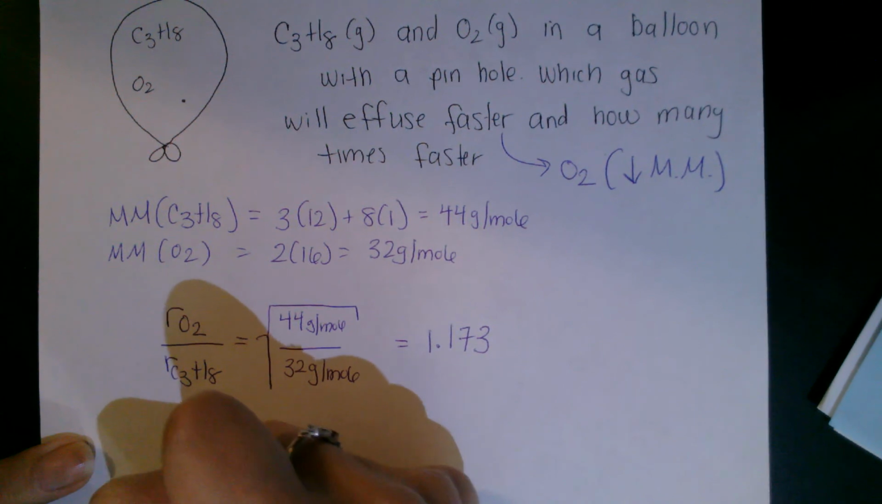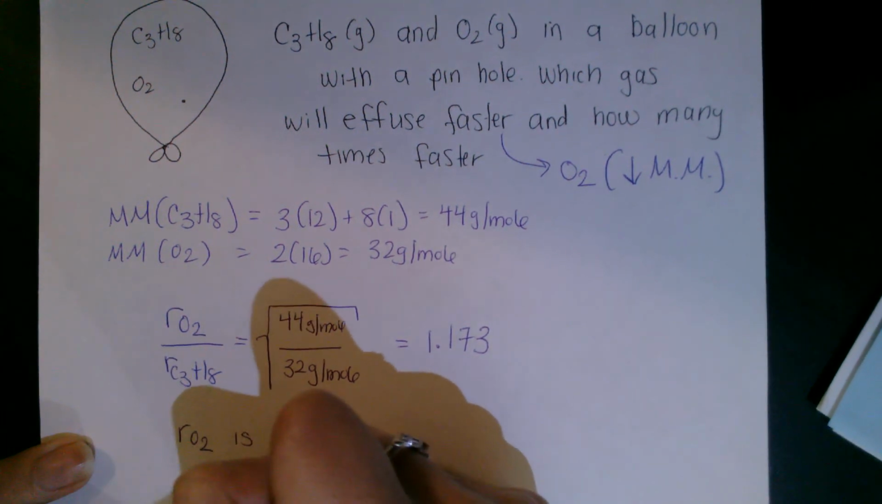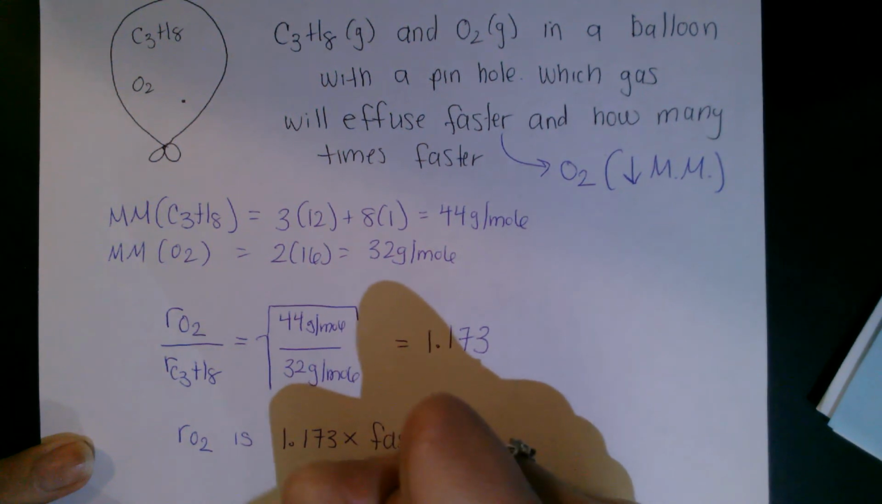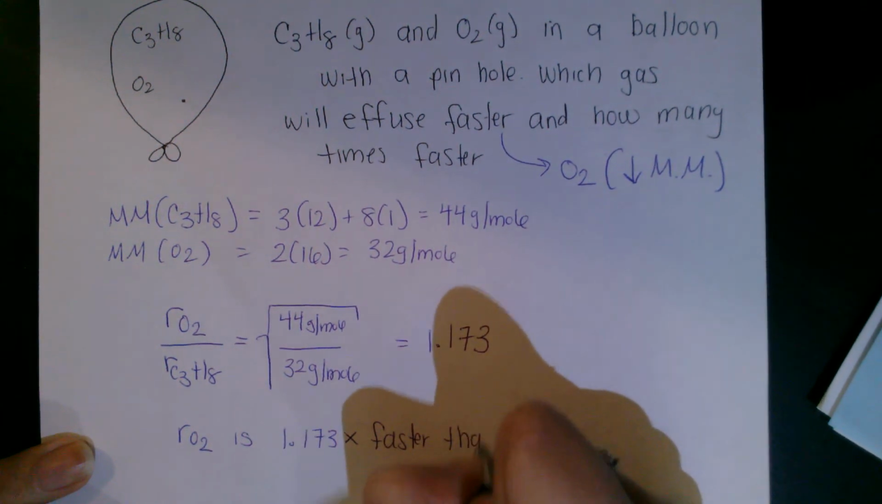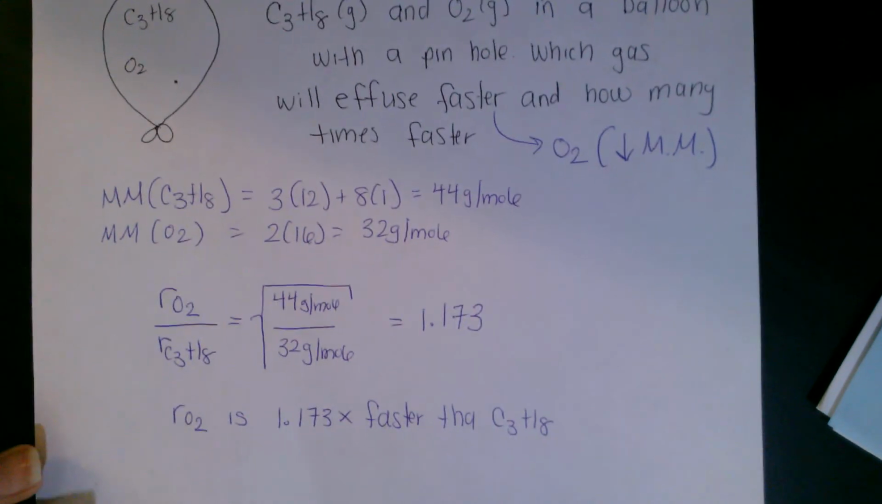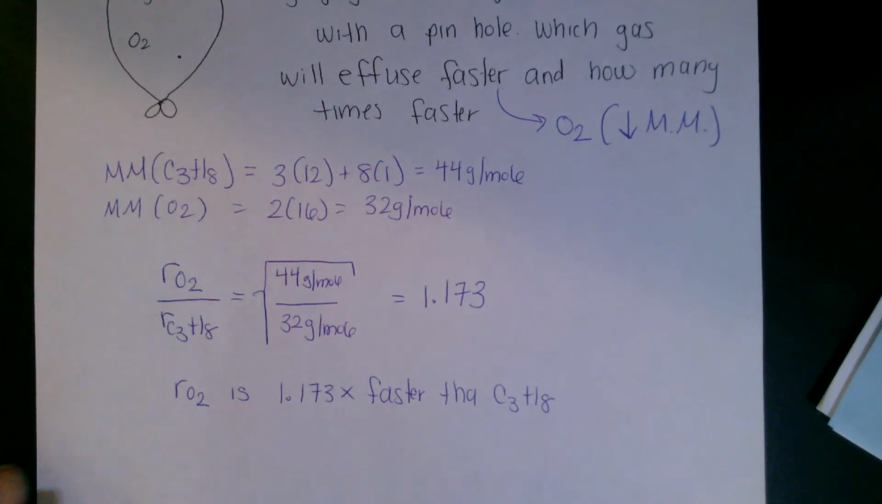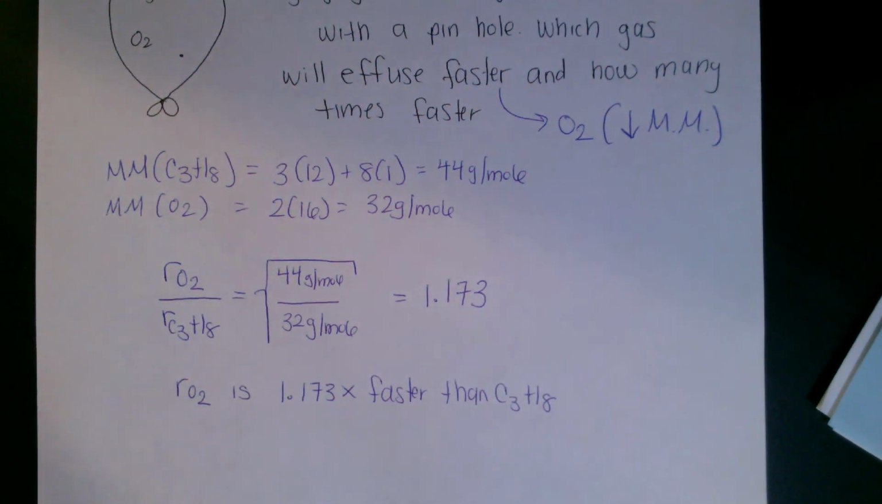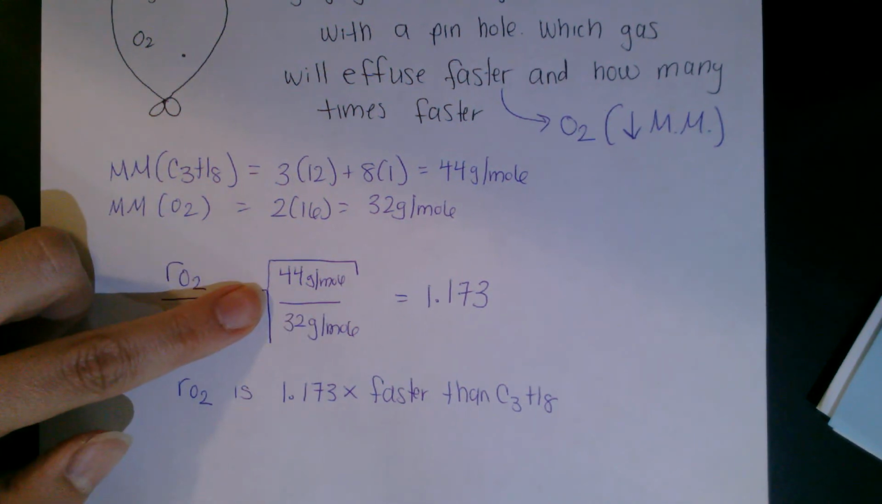The rate of O2 is 1.173 times faster than C3H8. So it will come through faster, 1.173 times faster than C3H8. It doesn't seem like a whole lot, and O2 is coming through faster, but not significantly, and that's because their masses are pretty close together.